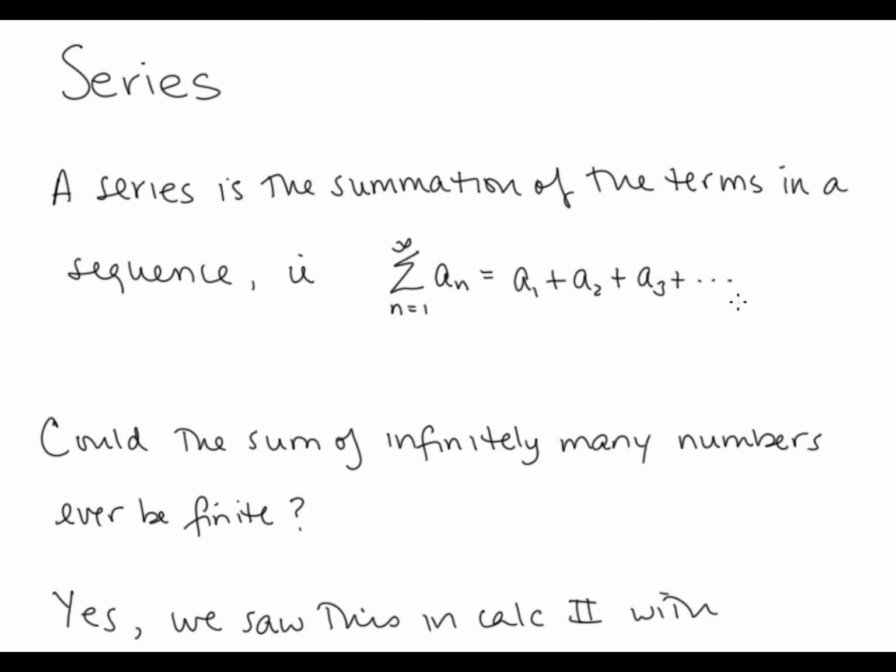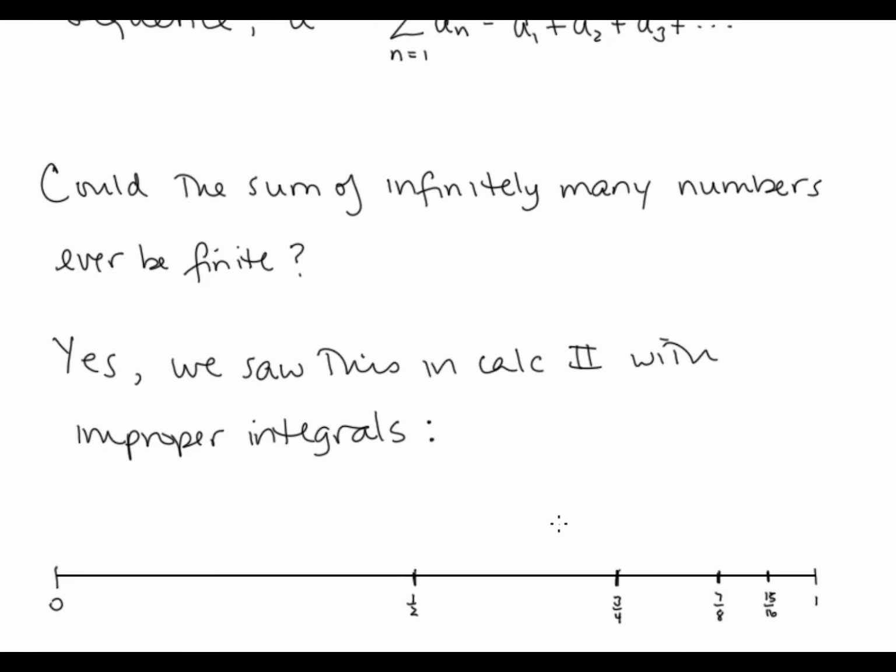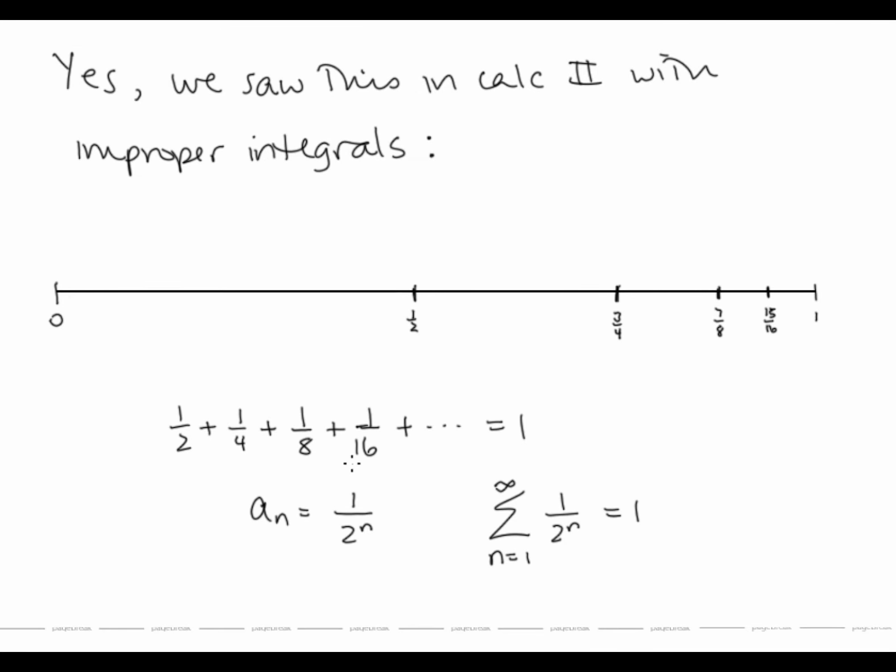Now you might be wondering, is it possible to ever get a finite sum when you're adding up infinitely many numbers? And the answer to that is yes. Remember that we saw in Calc 2 with improper integrals, we saw this summation and found that it equals 1. Let's take another look at it.